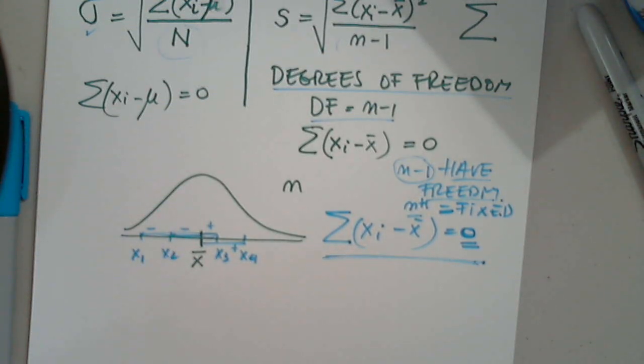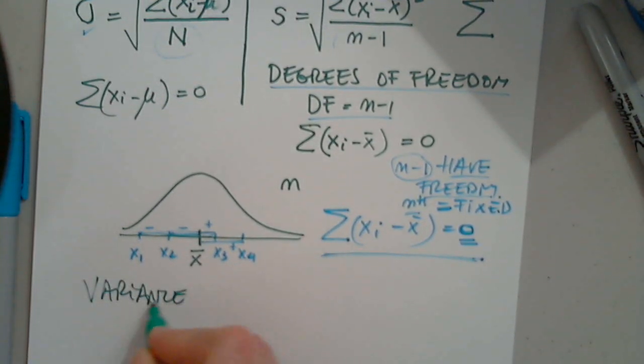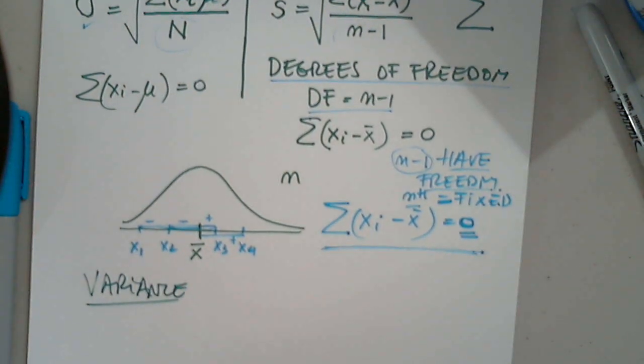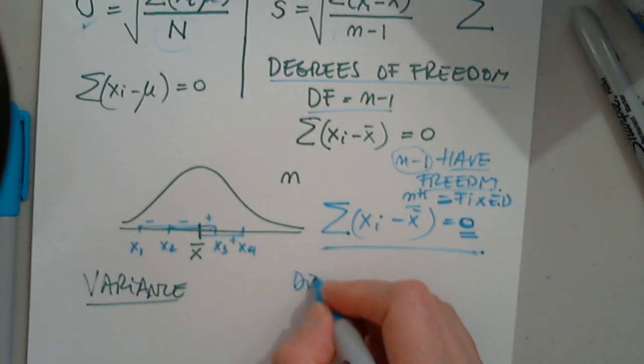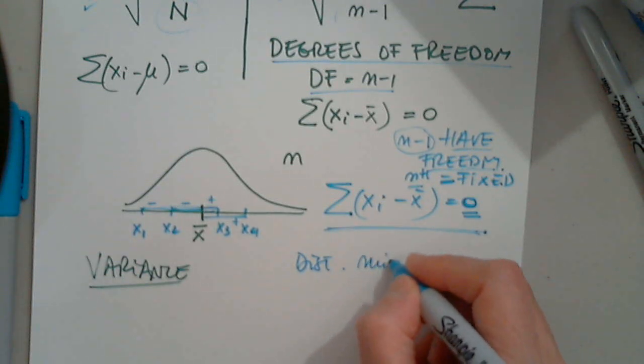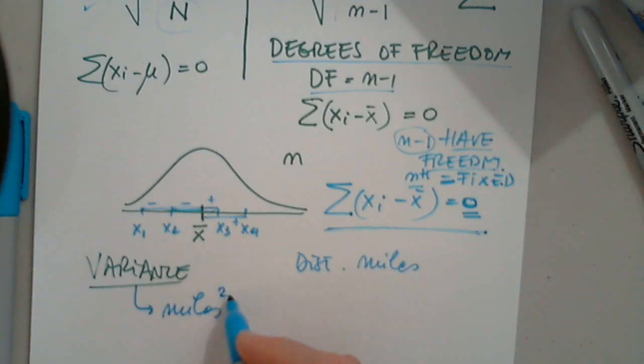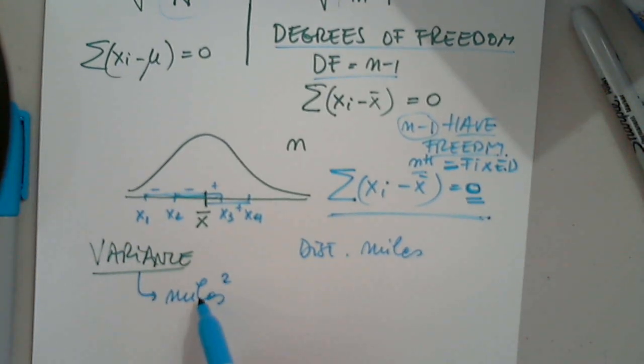Next one is variance. The variance is not very useful. How come? Well, because, for example, if we are talking about distance, and the distance is measured in miles, let's say, then the variance will be measured in miles squared. What does that mean?